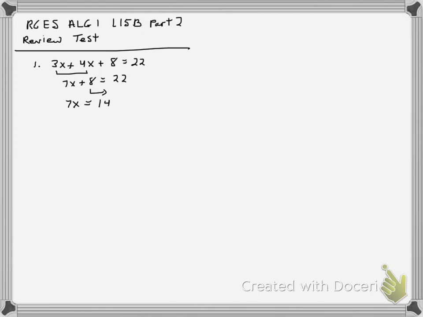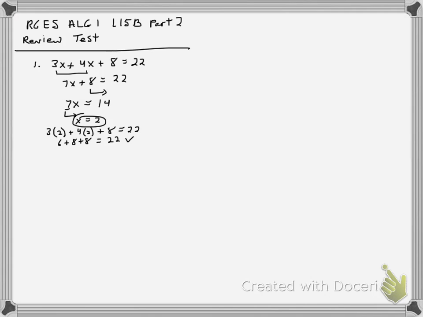And then we're going to divide. We're going to take that 7. We're multiplying now, so we're going to divide. And x equals 14 divided by 7, or 2. To check it, I would plug it into the original equation. 3 times 2 plus 4 times 2 plus 8. Does that equal 22? Well, you would have 6 plus 8 plus 8. 8 plus 8 is 16, plus 6 more is, in fact, 22.